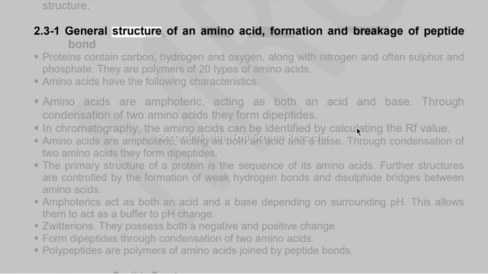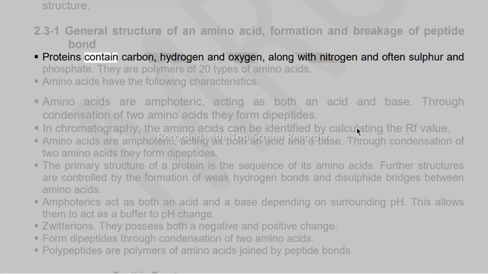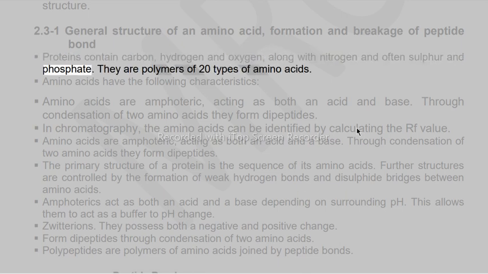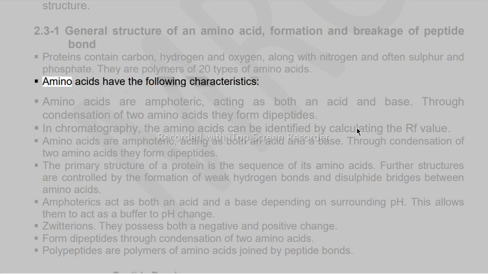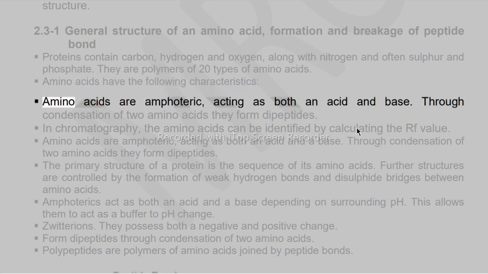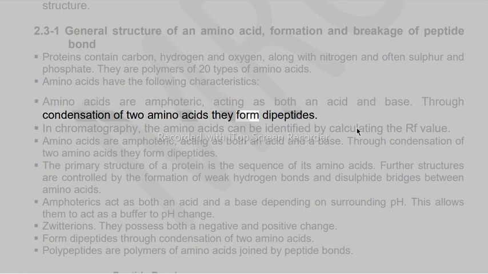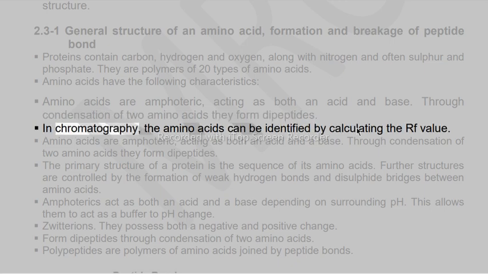2.3.1 General structure of an amino acid. Formation and breakage of peptide bond. Proteins contain carbon, hydrogen and oxygen, along with nitrogen and often sulfur and phosphate. They are polymers of 20 types of amino acids. Amino acids have the following characteristics. Amino acids are amphoteric, acting as both an acid and base. Through condensation of two amino acids they form dipeptides. In chromatography, the amino acids can be identified by calculating the RF value.